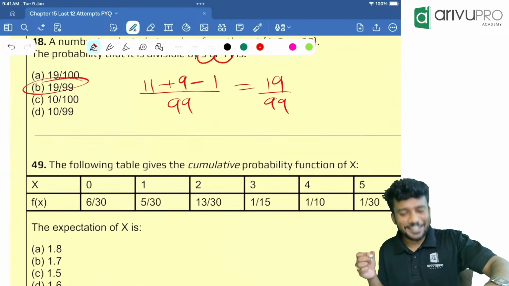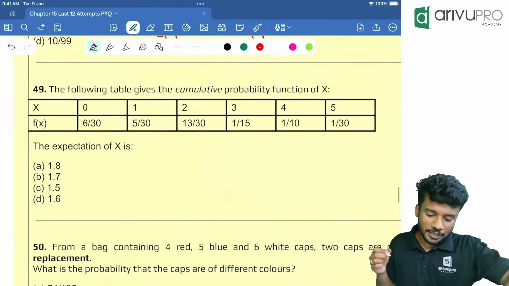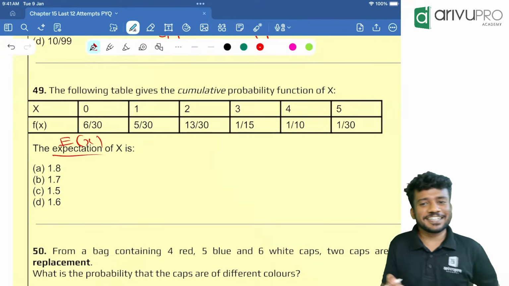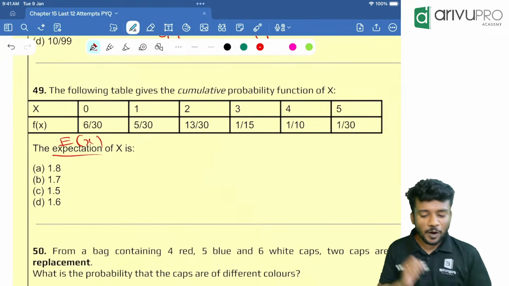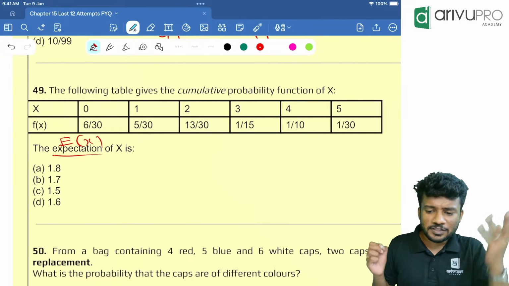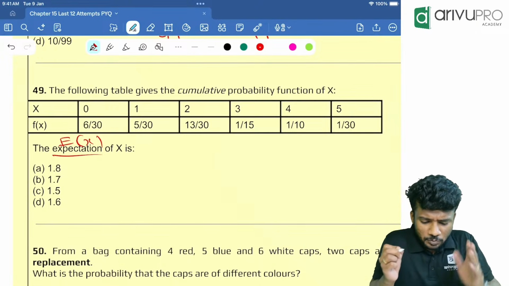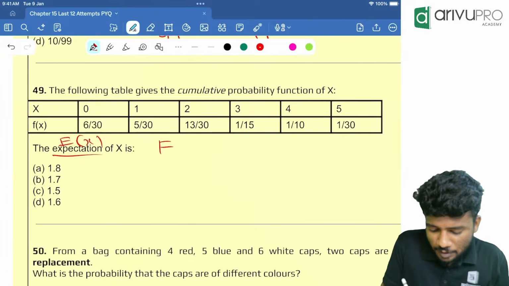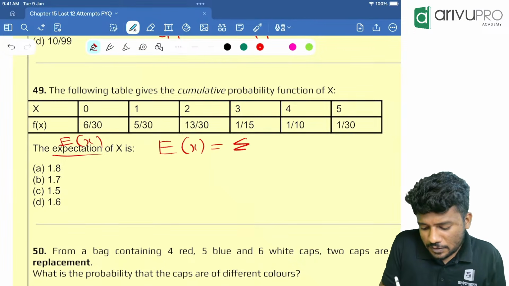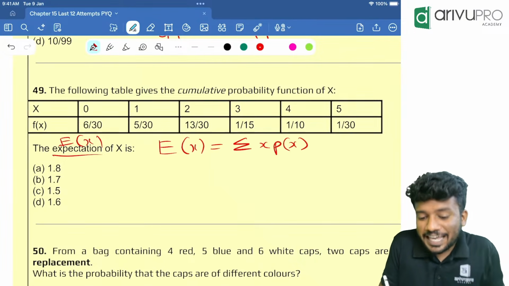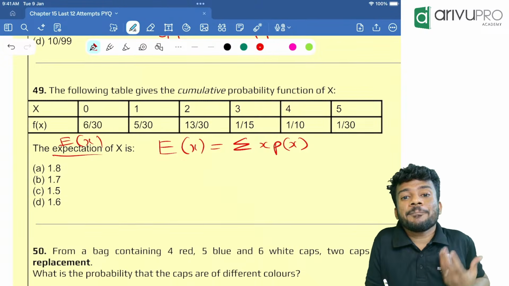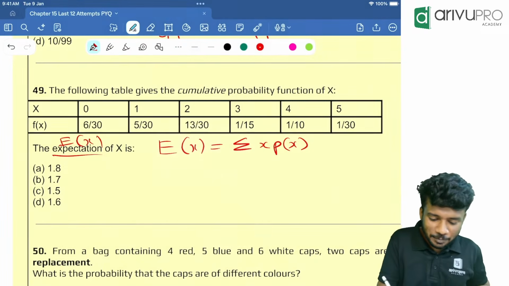Very easy, right? Next one, the expectation E of X they are asking. Without even reading the question, I am writing that. The following table gives the cumulative probability function of X. 0 is happening this much, 1 by 5, everything is given. What is the formula now? Expectation of X is nothing but sigma X into P of X. Expectation of X is also called the mean. That is important.